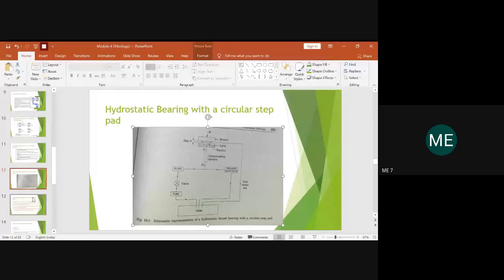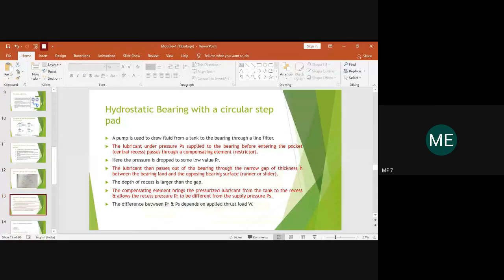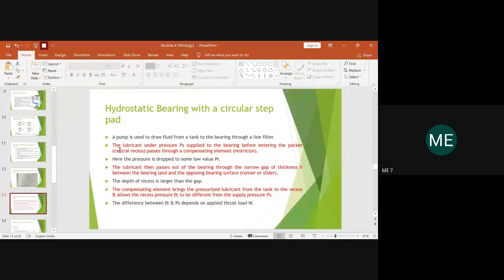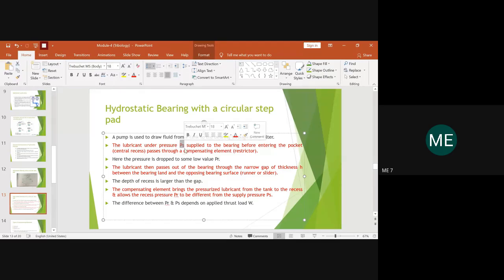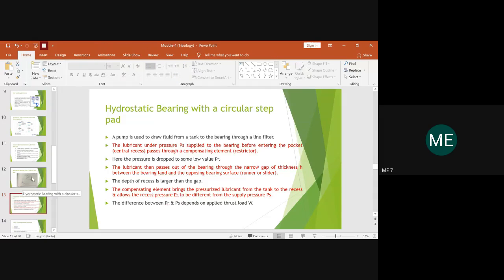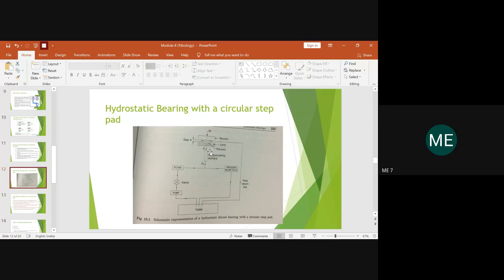Now you have to know some terminologies exactly. You know that a pump is used to draw the fluid from the tank to the bearing through a line filter. The lubricant which is under pressure due to the external pump is termed P suffix S. This is the pressure supplied to the bearing before entering the pocket or the central recess. So this is the recess, and this is the pressure at which it operates before it enters the recess.